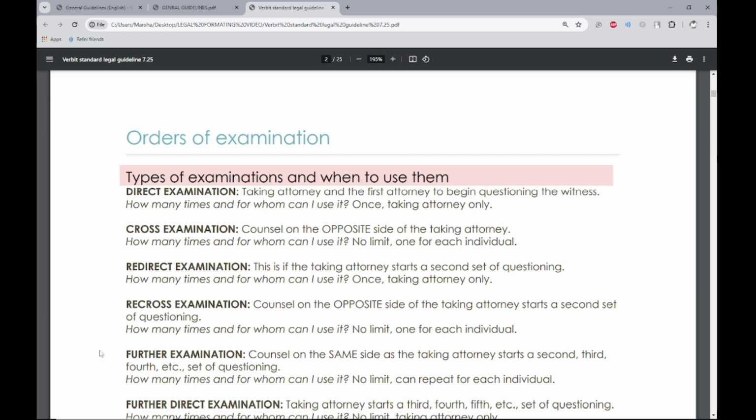All right, then we have recross examination. So now recross comes after the redirect examination. So if you have put redirect examination, then the opposite side counsel starts asking questions again of the same witness. Now that one will be recross examination. Okay. Now, if after the recross examination, the first taking attorney starts asking the question, that one will now be the further examination.